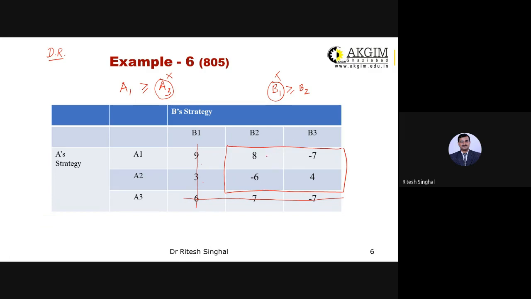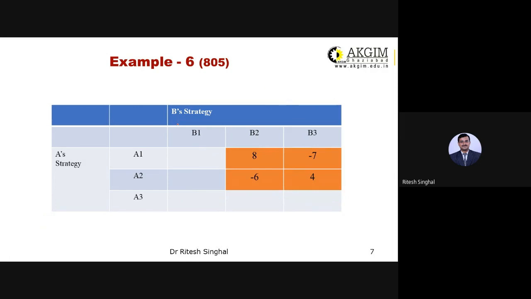Now the purpose of using dominance rule is over. Why? Because dominance rule reduced the matrix of 3 by 3 into 2 by 2. Now the next step is to solve this particular game using analytical formula. This is our final matrix, which looks like this. It is a 2 by 2 matrix, obviously. Now we are going to use analytical formula here.